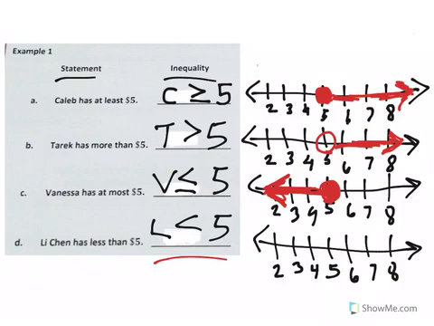And then Lee Chin has less than $5. So there we're going to go to the left, because all these numbers are less than, right? But we're going to leave the circle open, showing that 5 doesn't count there. Like if I put 5 here, $5 is not less than $5. That doesn't count. $5 is equal to $5. Okay, let's look at a couple of examples here together.